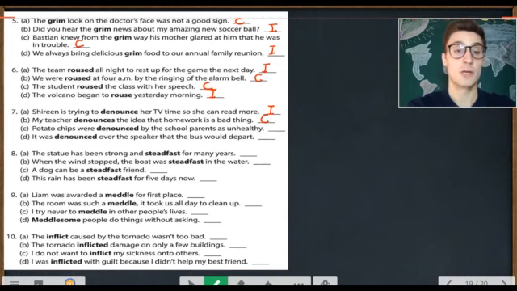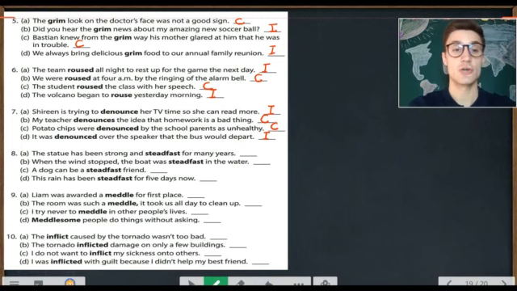C. Potato chips were denounced by the school parents as unhealthy. Correct. Potato chips can be accused of being unhealthy, right? D. It was denounced over the speaker that the bus would depart. Incorrect. That should be it was announced, not denounced. Next, number 8. A. The statue has been strong and steadfast for many years.